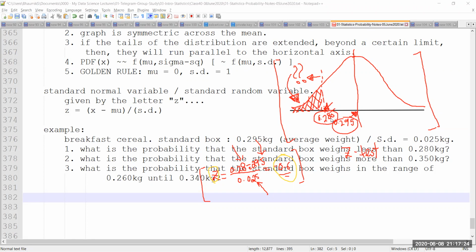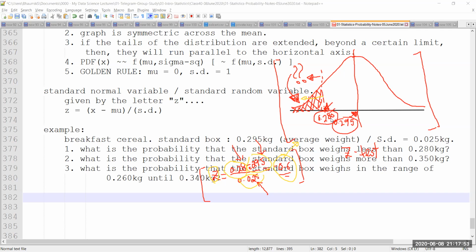So this does not define the probability. I'm not saying that minus 0.6 means I'm going to simply multiply this minus 0.6 with 100, and that becomes the percentage probability of any box having contents lesser than 0.280. That is not what I'm saying. This is just a Z value, an arbitrary number that I found using a mathematical formula which involves the random variable, the mean, and the standard deviation.